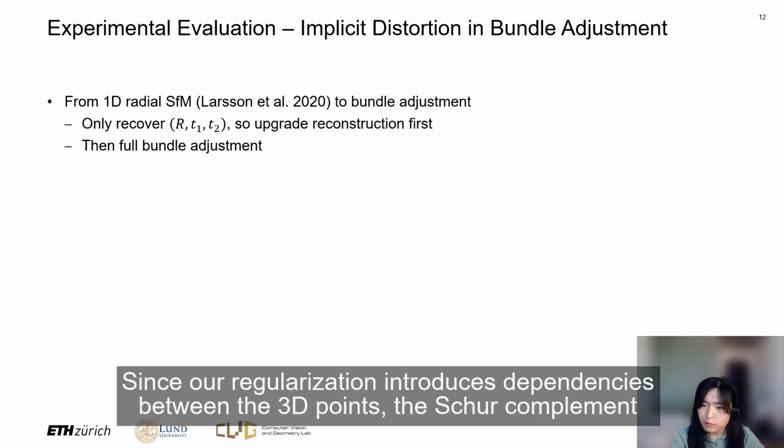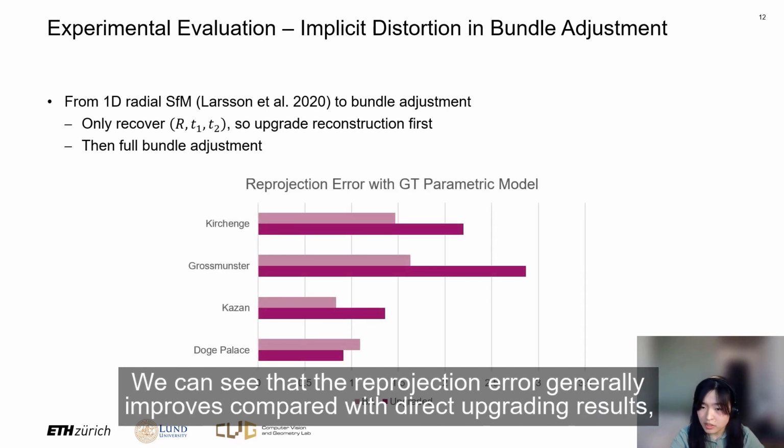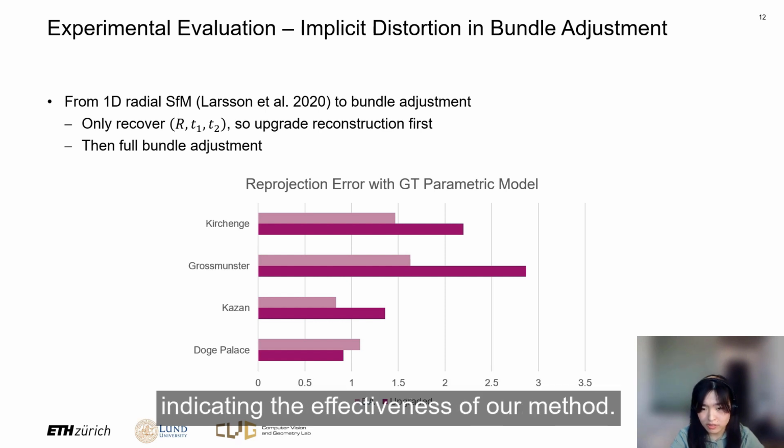Since our regularization introduces dependencies between 3D points, the Schur complement trick is not directly applicable, and we propose a simple heuristic to overcome this. We can see that the reprojection error generally improves compared with the direct upgrading results, indicating the effectiveness of our method.